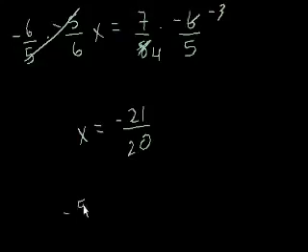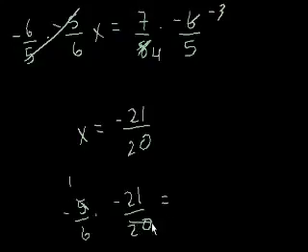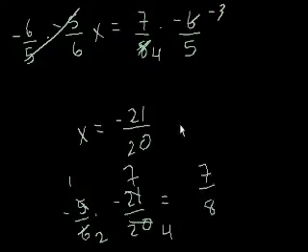So minus 5/6 times minus 21 over 20. Well, on this 5, we could make that into 1, turn this into a 4, make this into a 2, make this into a 7. Negative times negative is positive, so we have 7. 2 times 4 is 8, and that's what we said we would get. So we got it right.